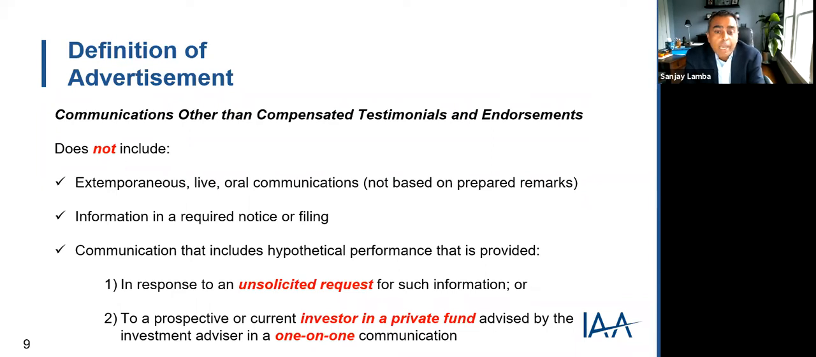Communications that include hypothetical performance would be excluded, but only if they're in response to unsolicited requests for such information, or to a prospective or current investor in a private fund advised by the advisor in a one-on-one communication. So they included hypothetical performance in one-on-one situations, but they've scaled it back as long as you're responding to an unsolicited request or an investor in a private fund in a one-on-one communication. The mere fact that it has hypothetical performance does not bring it within scope.